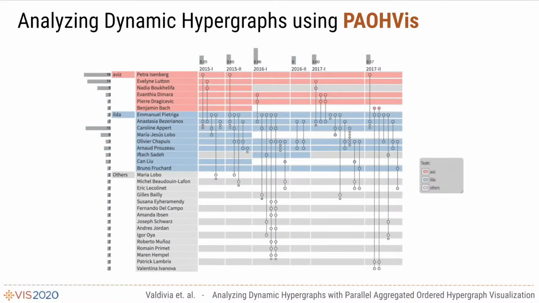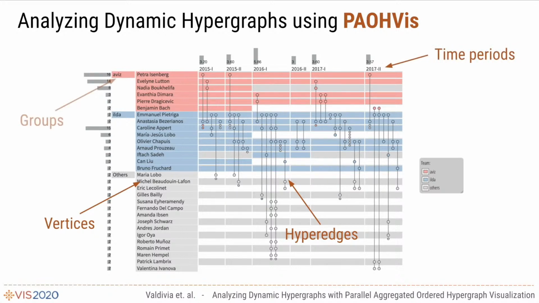We present VIS, a tool for visualizing hypergraphs where edges can connect any number of nodes. VIS is the first technique to display hyperedges with no overlap or crossing. Vertices are represented as rows, time periods flow from left to right, and groups can be shown on the left.